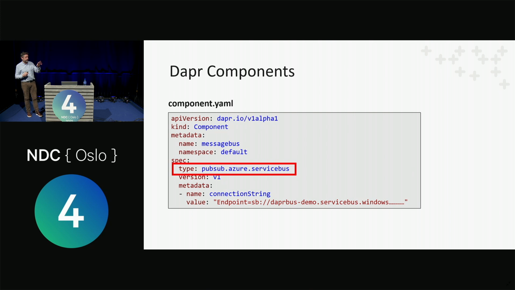Then you can see that the component also has a name. In this case, the name is message bus, and that's really all I need to know later on in my program. If I want to talk to the Azure Service Bus service, I just need to refer to the name message bus, and then Dapr will handle that for me. It's really a nice abstraction that keeps all of these implementation details away from your application and makes it really pluggable, which is really nice.